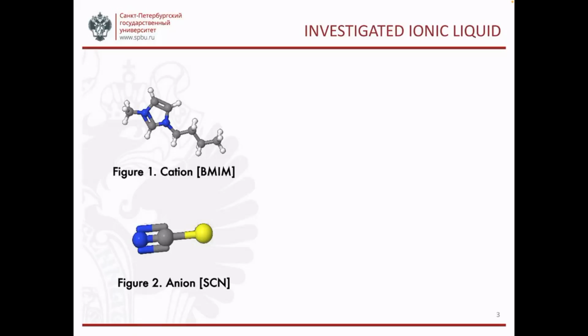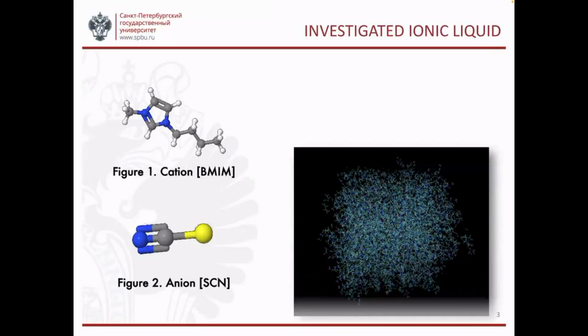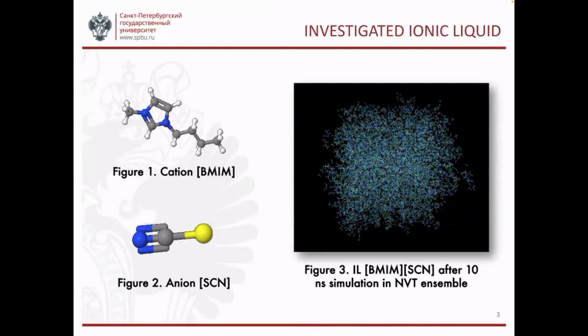We decided to optimize our system with Gaussian software package. We made 3 different systems. In system 1, we have optimized charges for each molecule. In system 2, we reduced molecule charges by 0.1. And in system 3, we reduced them by 0.2. In figure 3, we can see the ionic liquid after 10 nanosecond simulation in NVT ensemble. Let's move on.